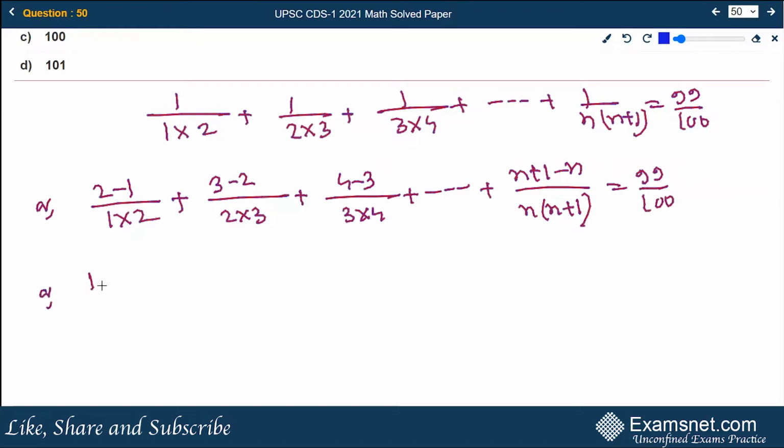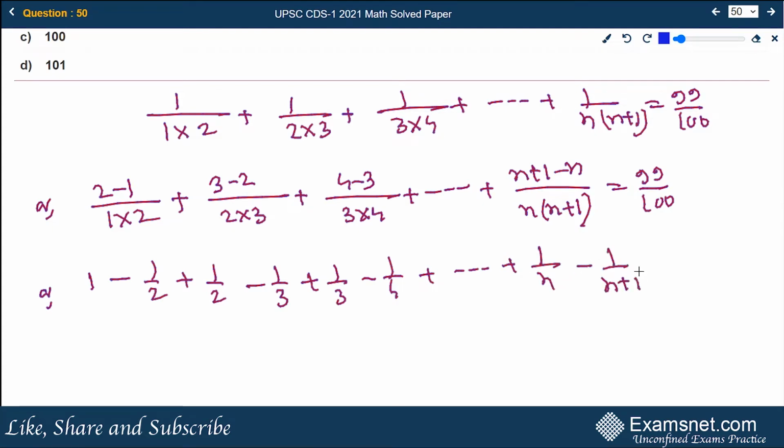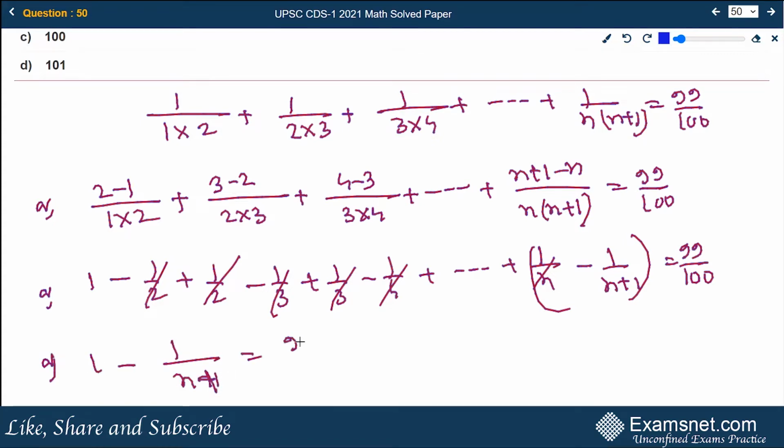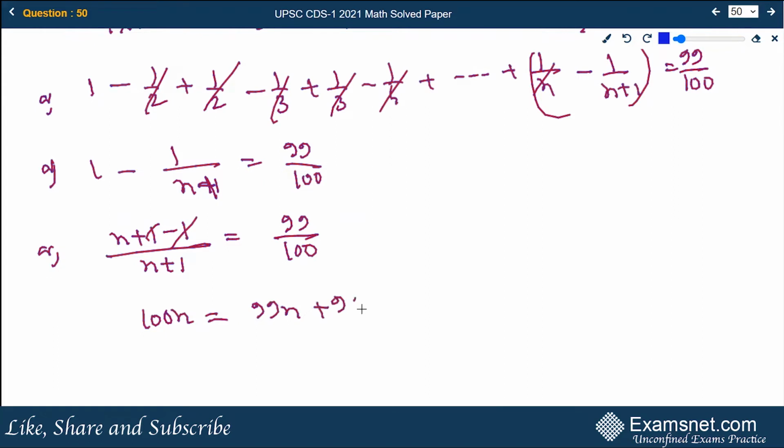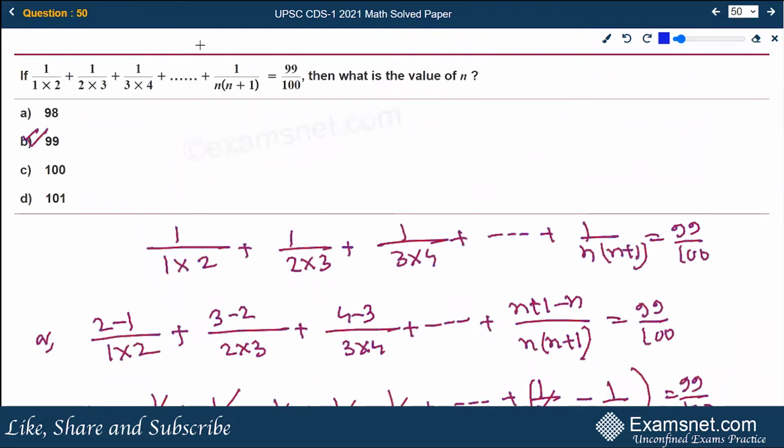Further, I can distribute the division. It will be 1 minus half plus half minus 1 by 3 plus 1 by 3 minus 1 by 4 and plus dot dot dot, it will continue till 1 by n minus 1 by n plus 1, equals 99 by 100. As we can see, the half, 1/3, 1 by 4 all get cancelled, and we are left with 1 minus 1 by n plus 1 equals 99 by 100. So I can write n plus 1 times 99 equals 100n, that is 99n plus 99 equals 100n. That means n equals 99. The value of n equals 99. Option B is the correct answer.